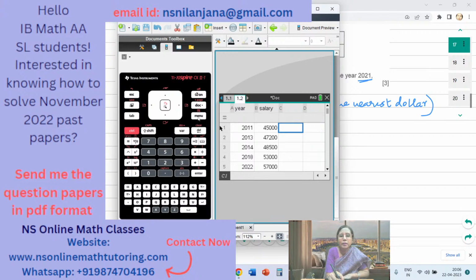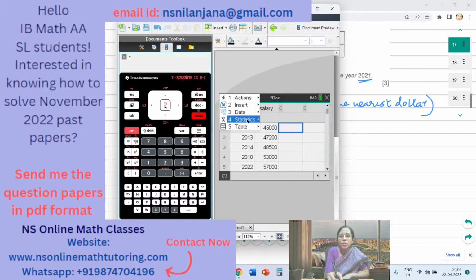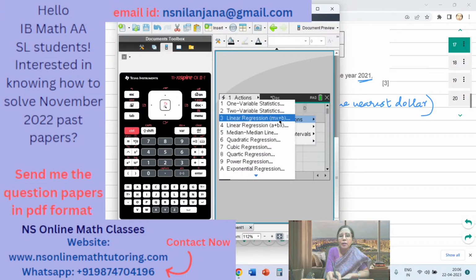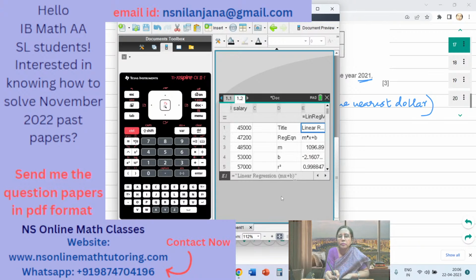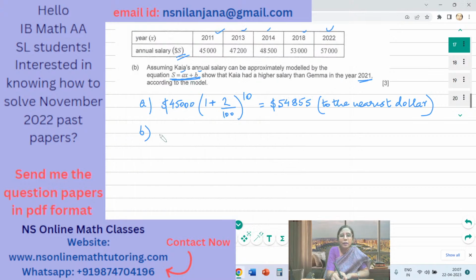And so we have to find the regression equation. So menu, statistics, stat calculation, linear regression mx plus b. The x list is the year, the y list is the salary. Now you see this is m, 1096.89. This is also 1096.89. So you can safely take 1096.89 as the value of A.